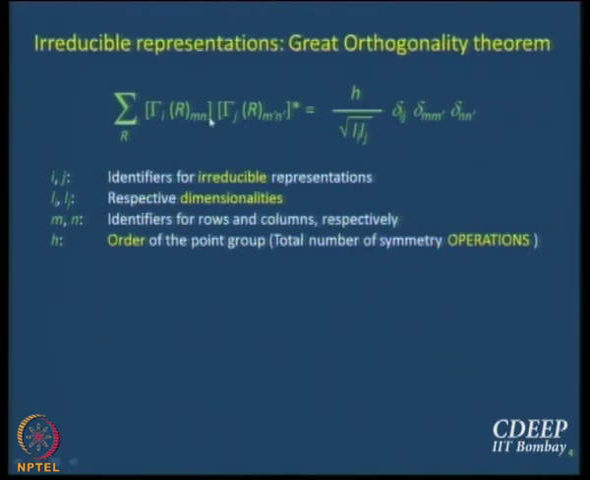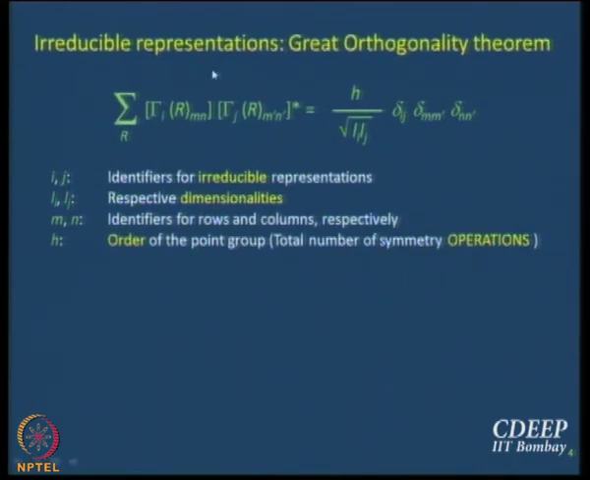What is gamma i? What is gamma j? The ith irreducible representation and the jth irreducible representation. Let us say i is 3 and j is 5. There is a third irreducible representation and the fifth irreducible representation. Alright. So far so good. i and j are the identifiers for irreducible representations. Please remember, the great orthogonality theorem holds only for irreducible representations, not for reducible representations.